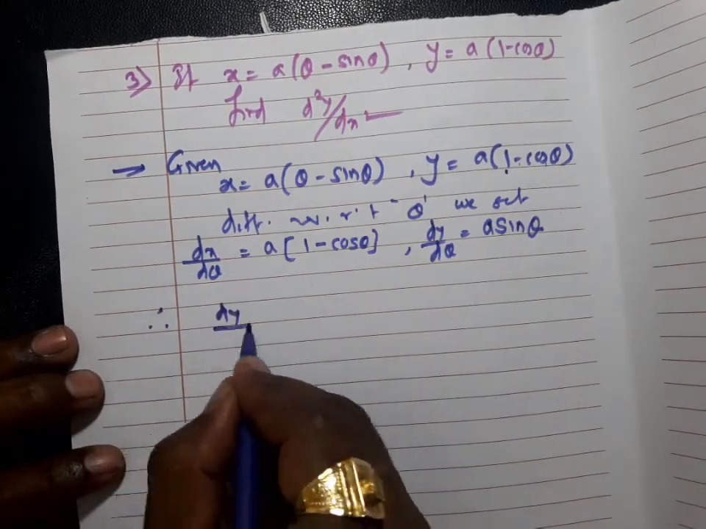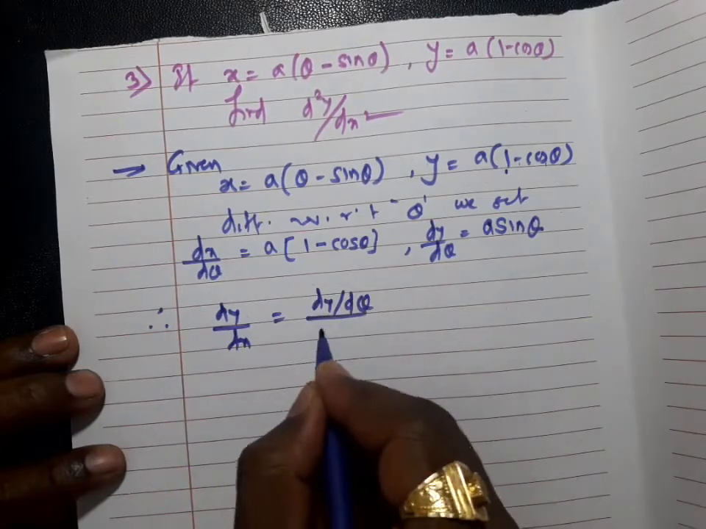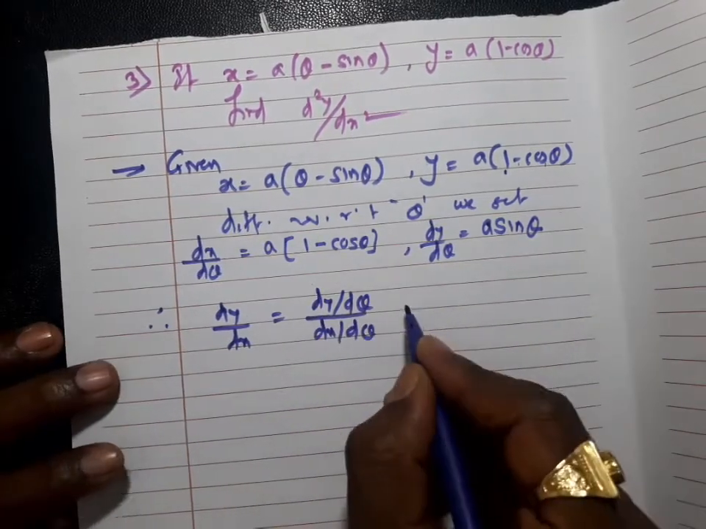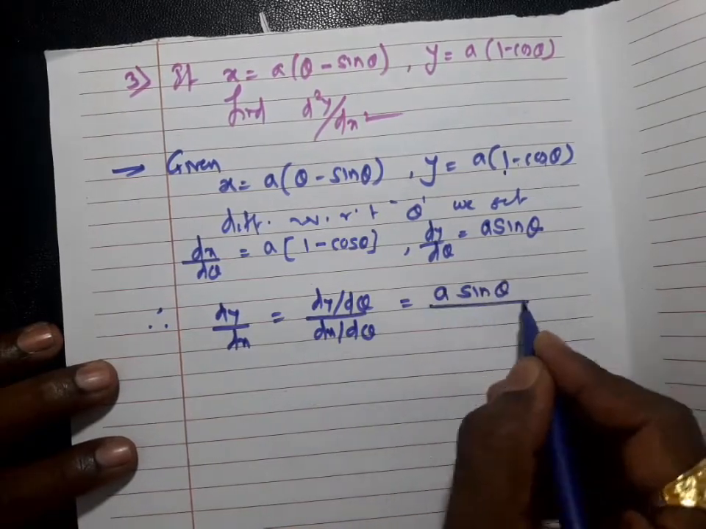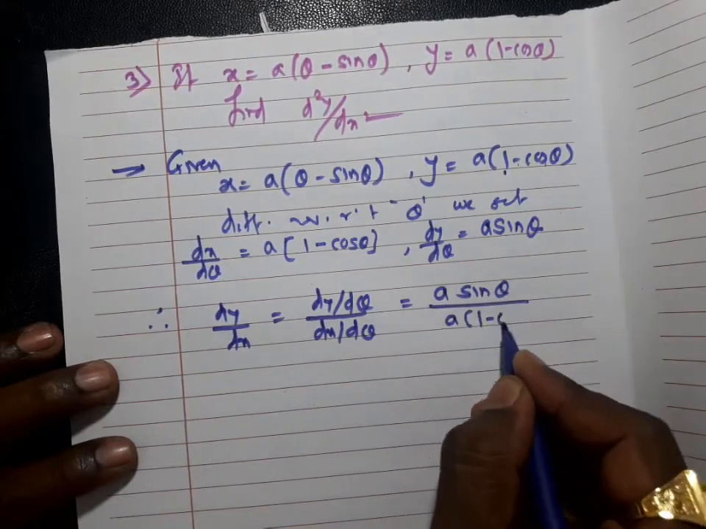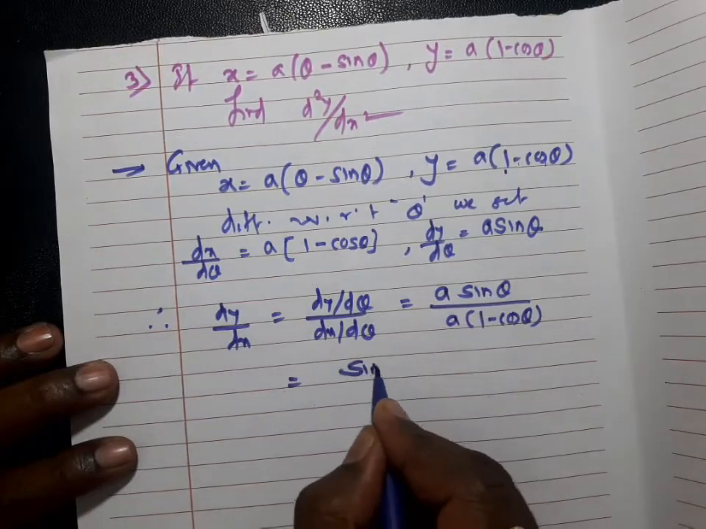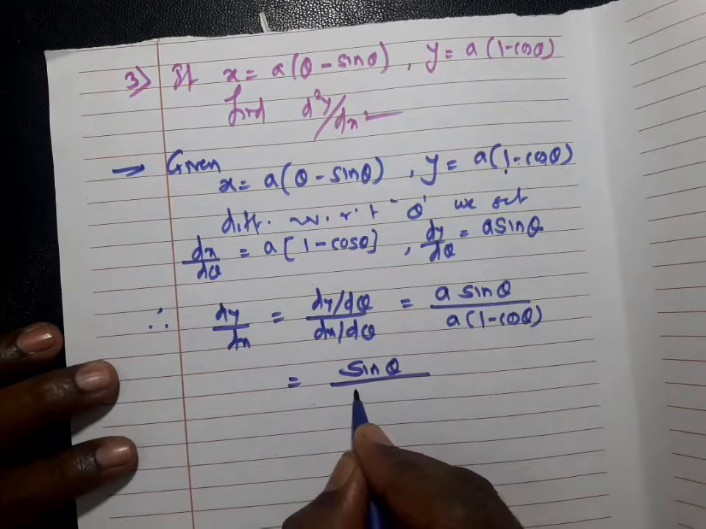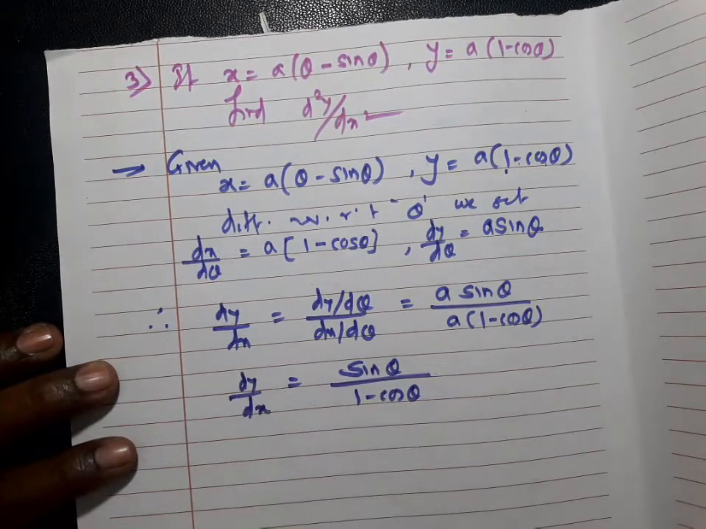Therefore dy by dx is dy by d theta upon dx by d theta. This is a sin theta upon a into bracket 1 minus cos theta. That is sin theta upon 1 minus cos theta is dy by dx.